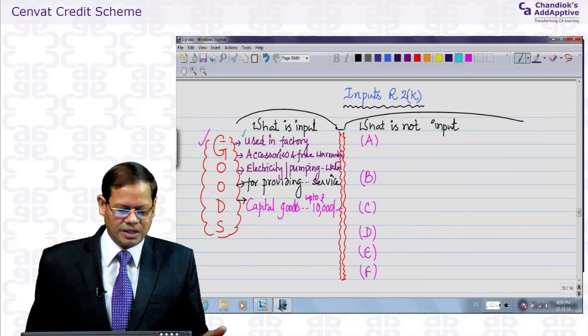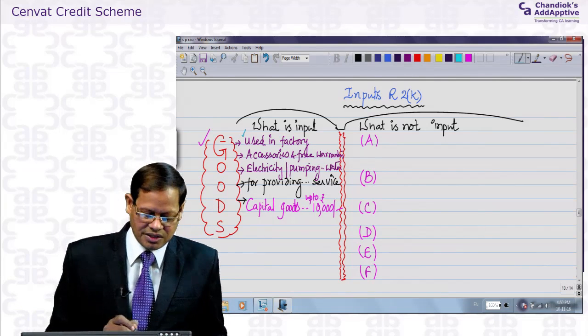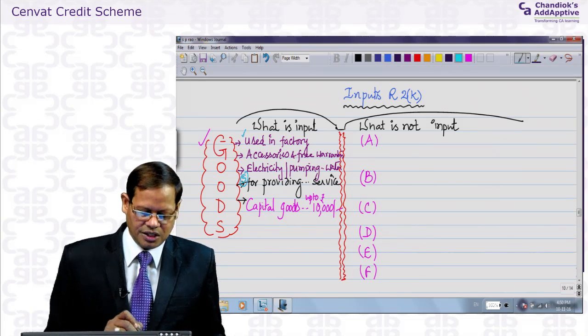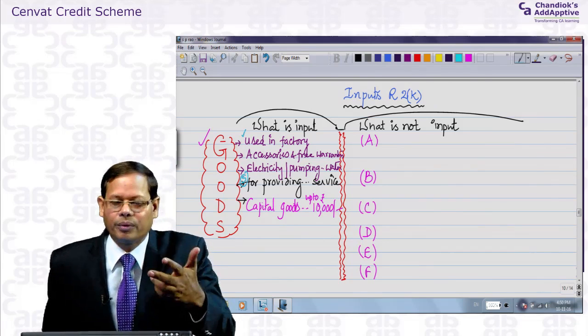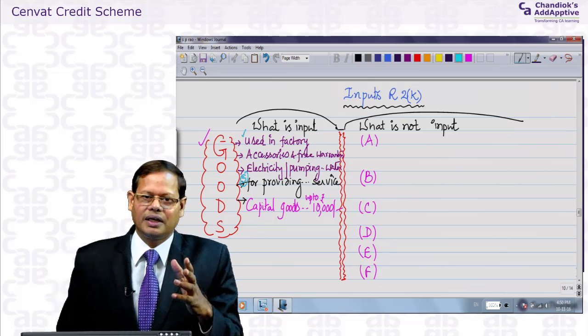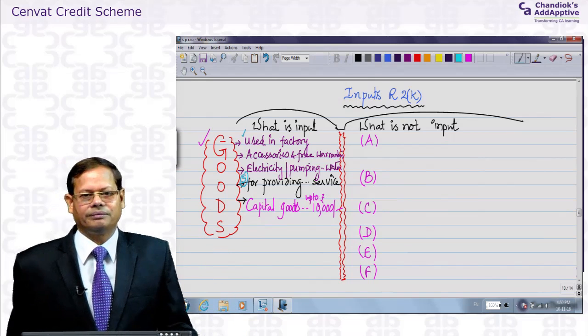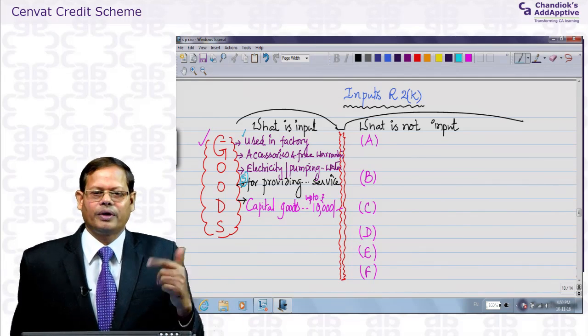So, the next one is obviously goods used for providing output service. This, I say, is specifically for the service provider. This is peculiar, specific to the service provider. Any goods used for providing output service means direct use. If there is any indirect use, that does not qualify. Goods must be used directly to provide the output service.